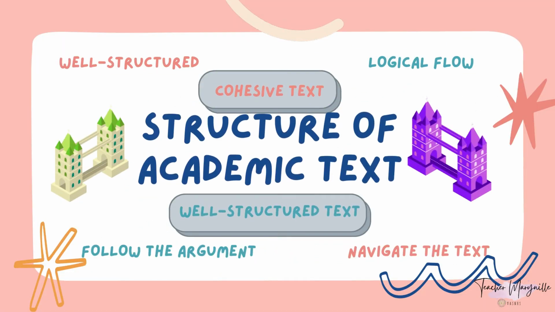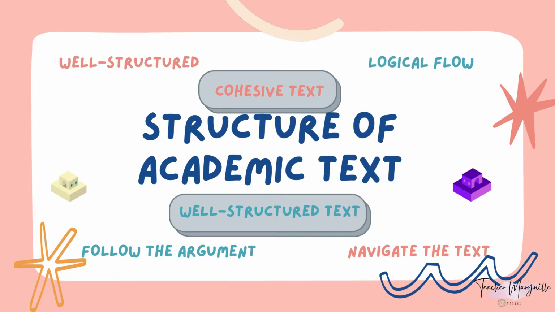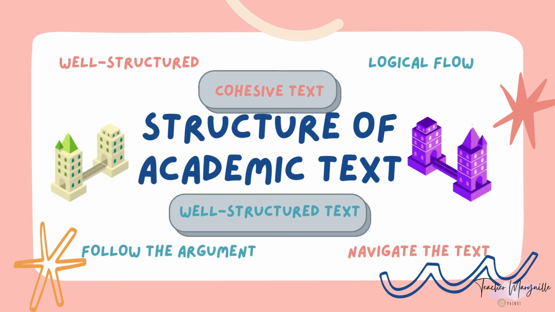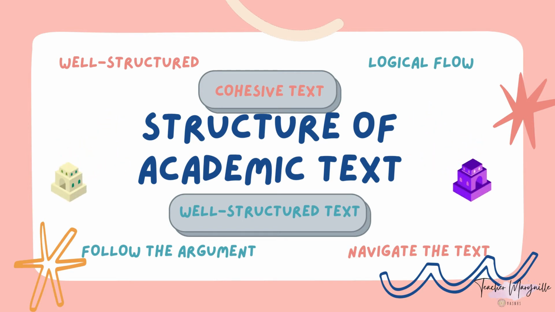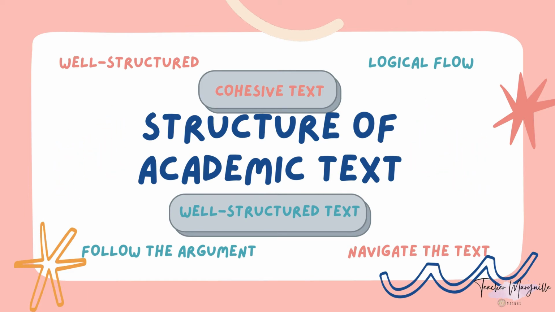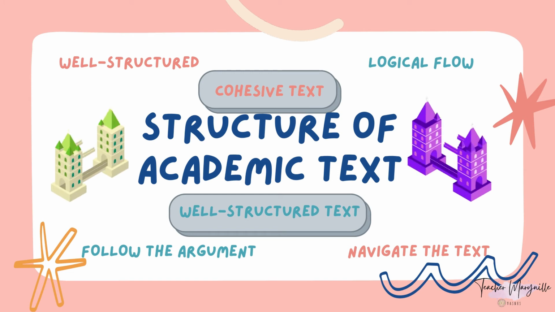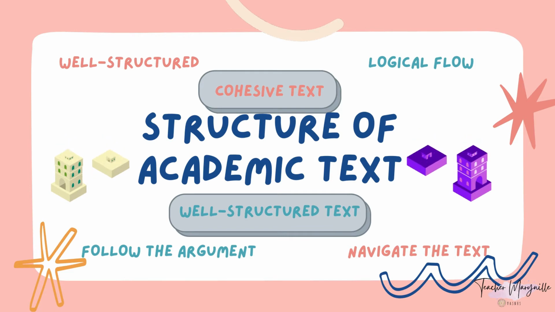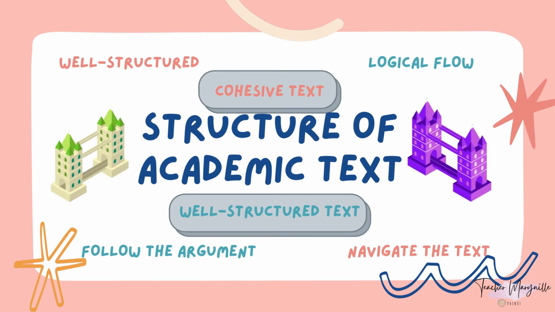To identify if your reading is an academic text, look at its structure. The structure of an academic text is typically formal, meaning it is not conversational. It is objective, so in short, it is impersonal. And it is technical because it uses vocabulary specific to a discipline.